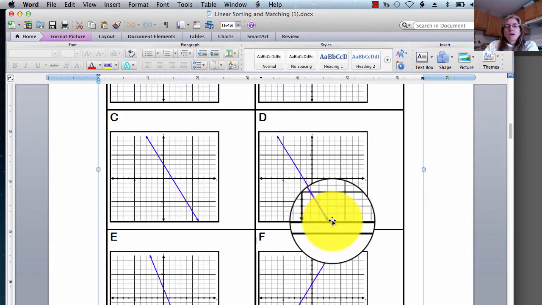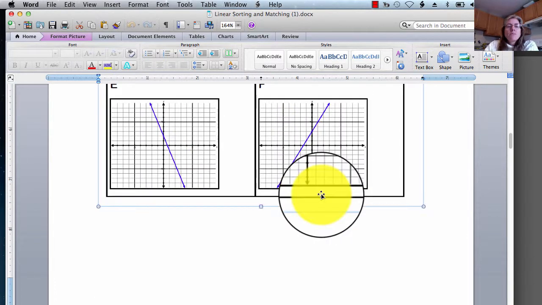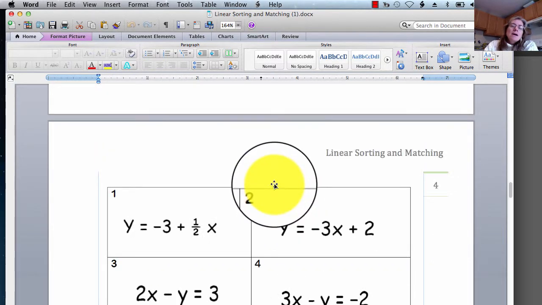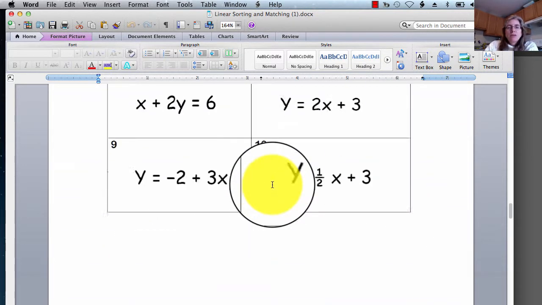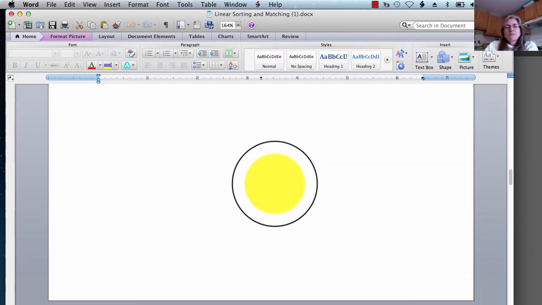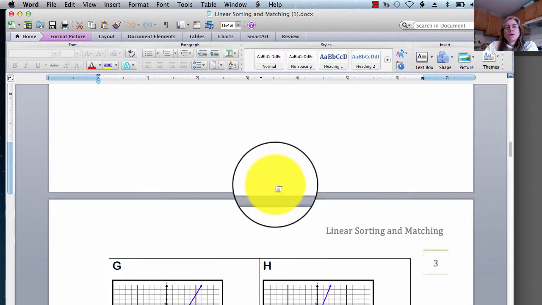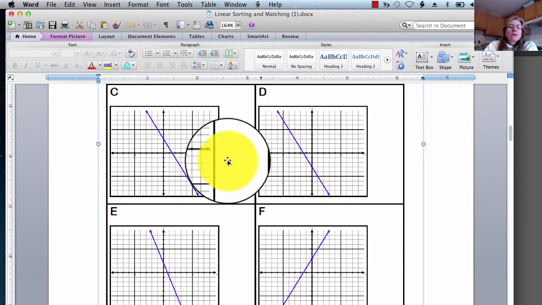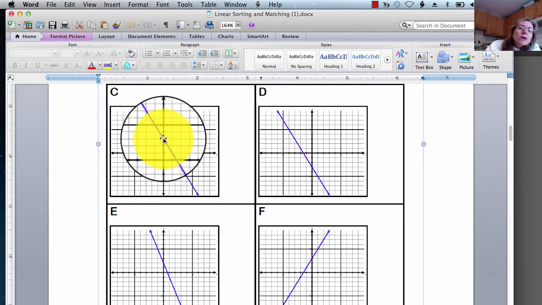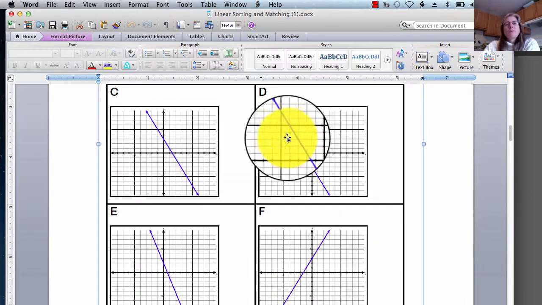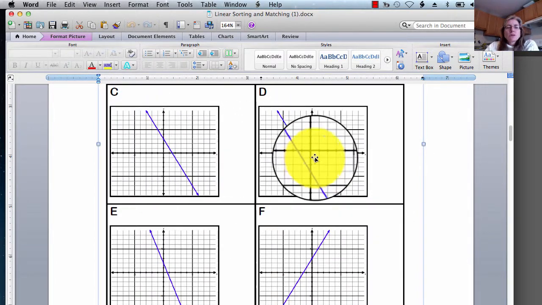It's a downward line, so it should be a negative slope. So we have to look for another line that has the same slope of negative 2, as parallel lines will have the same slope. So let's look at this one. Up 2, negative 1. And it looks that way. These are both parallel because they have equal slopes.